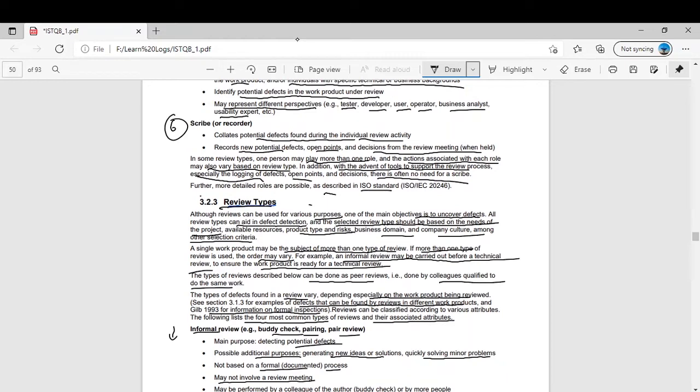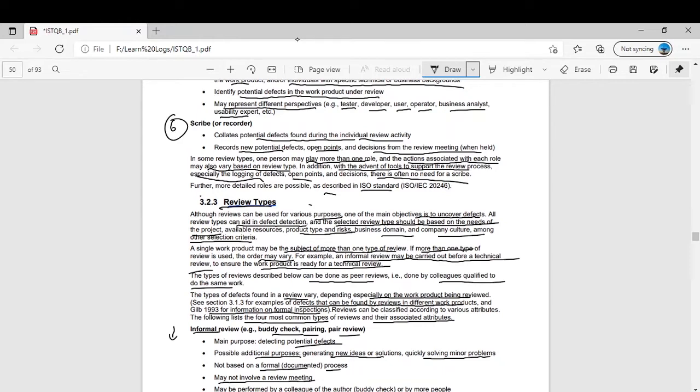It depends what kind of outcome you need from your review. So based on that, you decide which type of review you will apply on your work product. A single work product may be the subject of more than one type of review. Very important point. On a single work product, maybe you can apply more than one type of review.